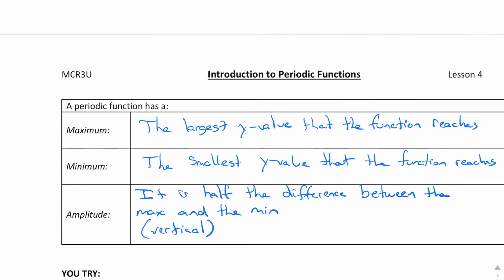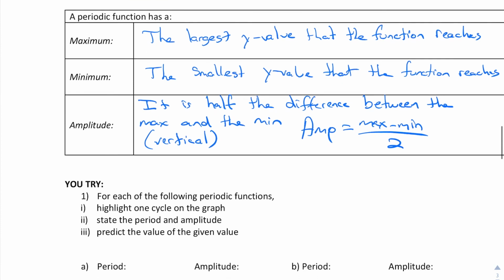So it's vertical. And when they give wave heights on the ocean, if they say it's 2-foot waves, that means that from the middle of the wave to the top is 2 feet, and from the bottom of the wave to the top would actually be 4. So as a formula, we say the amplitude is equal to the max minus the min divided by 2, like that.